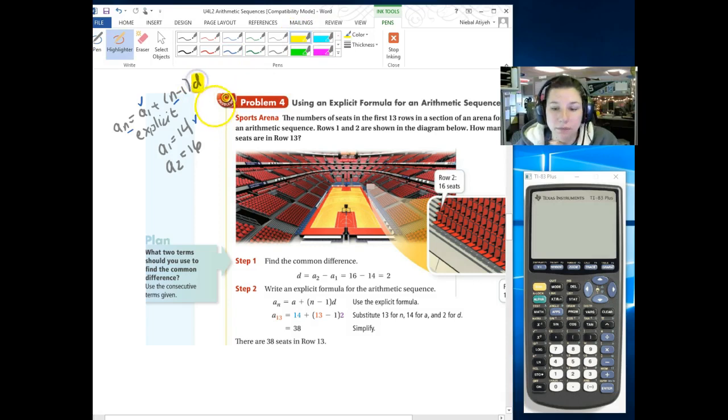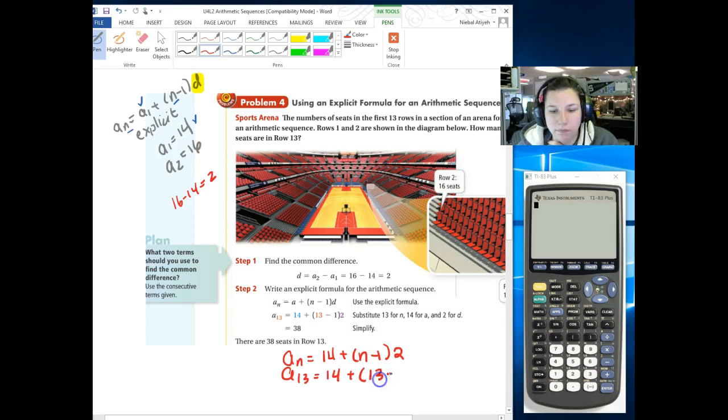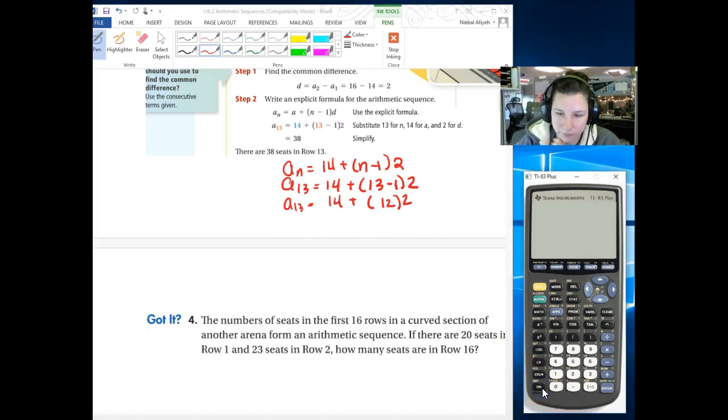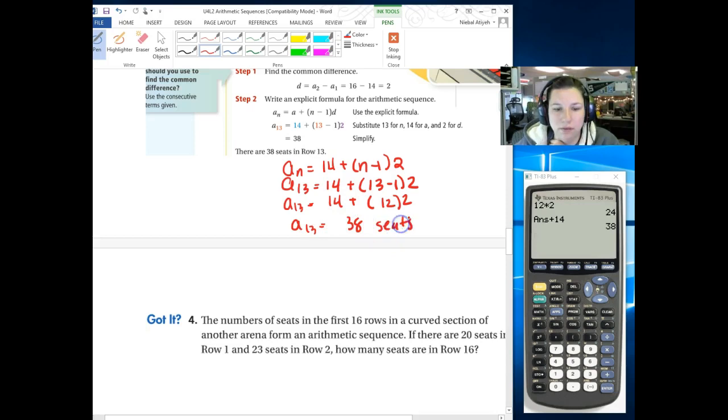So what's missing is D. We don't know what the common difference is, but we can find it by subtracting 16 from 14. We get 2. So our formula is A sub n is 14 plus n minus 1 times 2. They want to know row 13. So 13 minus 1 is going to be 12 times 2 plus 14. So the 13th row is going to have 38 seats.